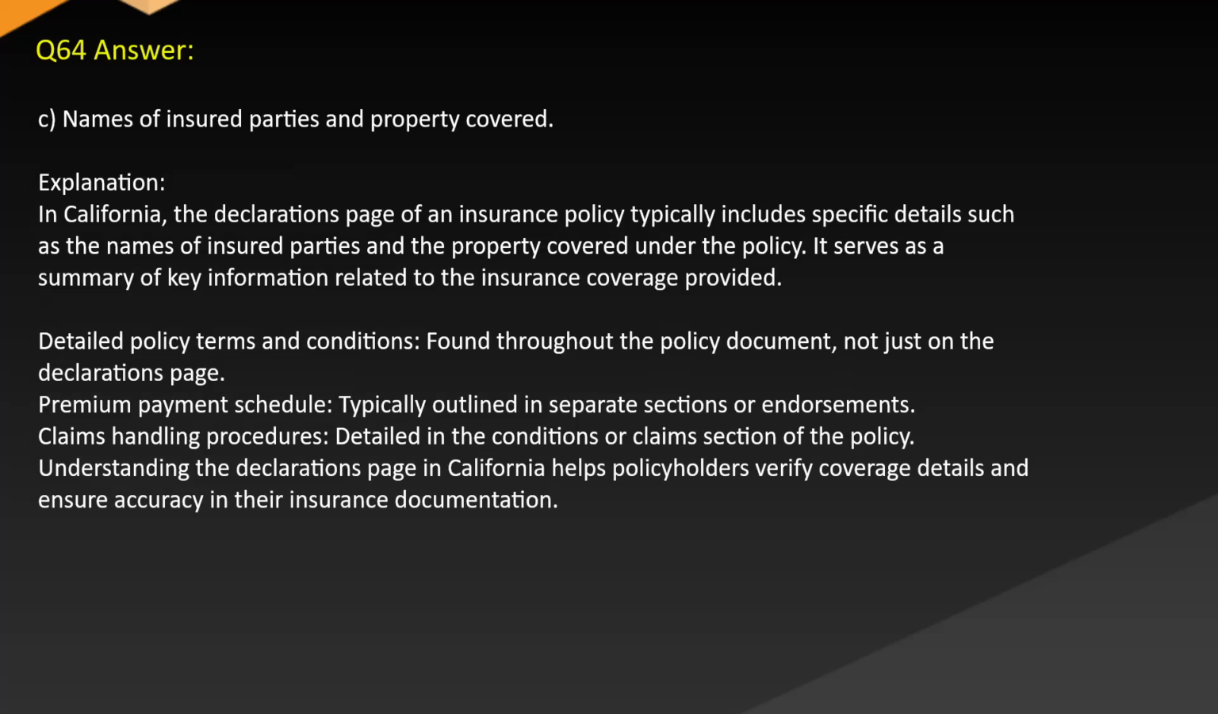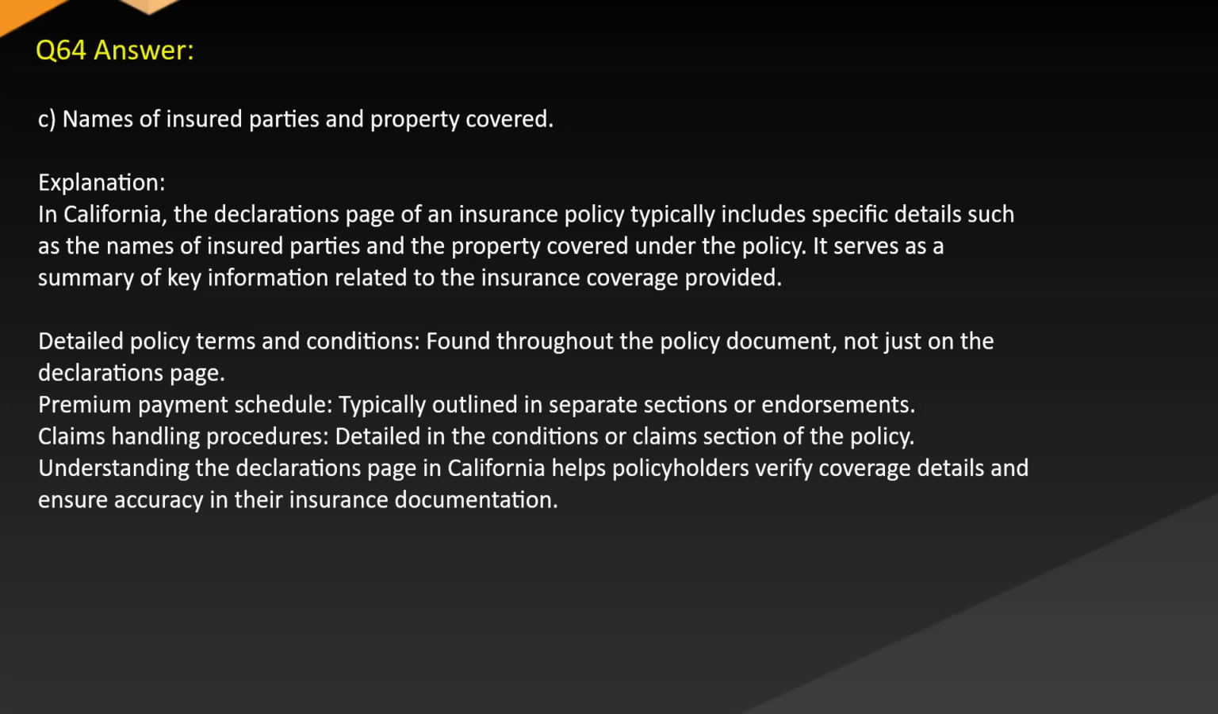Answer: C. Names of insured parties and property covered. Explanation: In California, the declarations page of an insurance policy typically includes specific details such as the names of insured parties and the property covered under the policy. It serves as a summary of key information related to the insurance coverage provided.